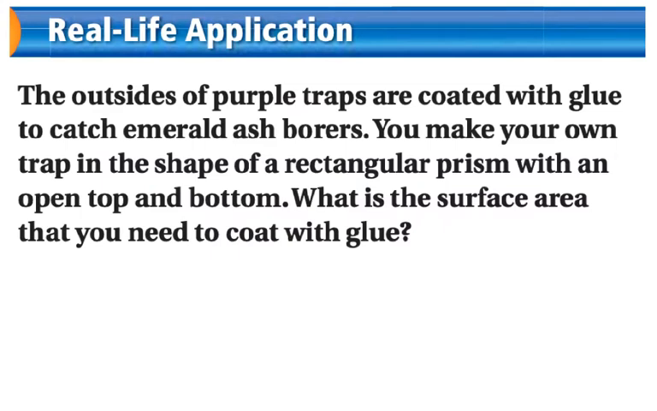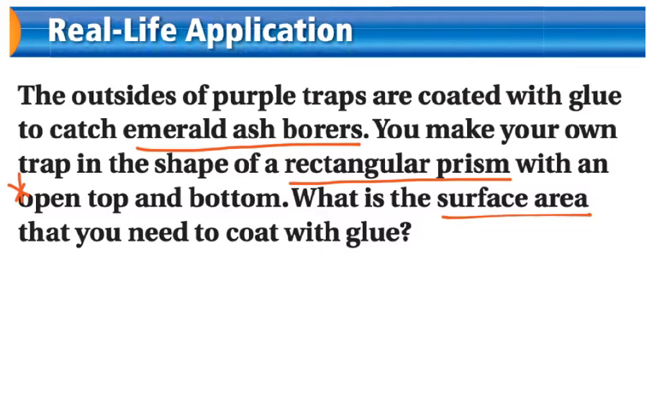In our first problem, it says the outsides of purple traps are coated with glue to catch emerald ash borers. Just as a side note, emerald ash borers are a type of insect that they're trying to catch with these glue traps, so you understand what's going on. Next, it says you make your own trap in the shape of a rectangular prism with an open top and bottom, which will be an extra little side piece of information we need to refer to. Our question is simply, what is the surface area that you need to coat with glue?